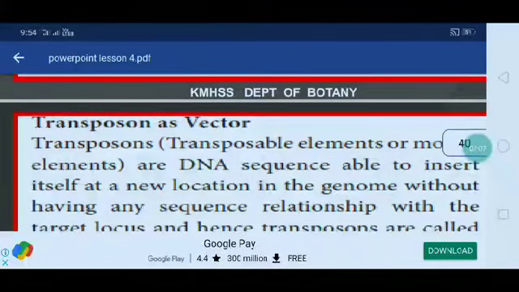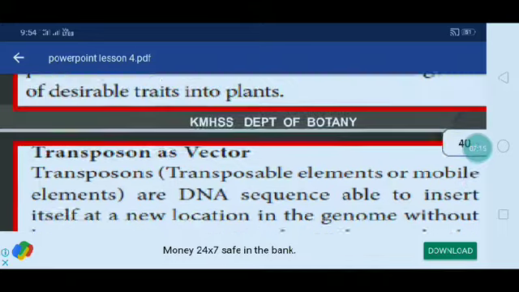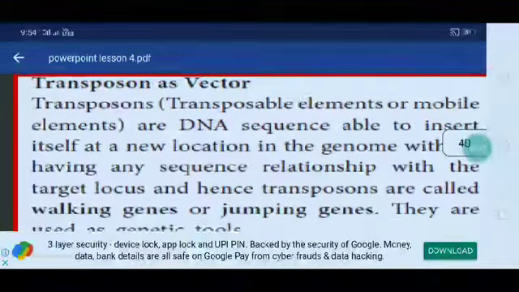Okay, the next one is transposon as vector. In our syllabus, transposons are not there, so we leave it out. Here the Ti plasmid is there.